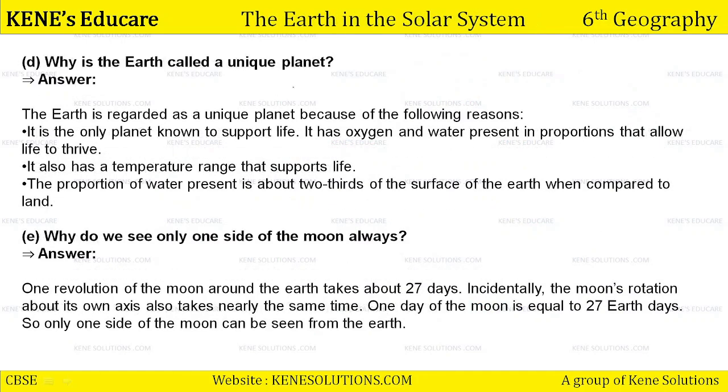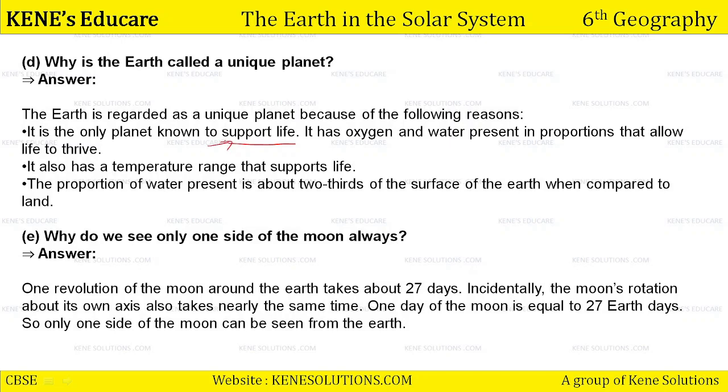Part number D. Why is the Earth called a unique planet? Earth काफी अलग और unique planet क्यों कहलाता है? The Earth is regarded as a unique planet because of the following reasons. पहला reason तो ये है that it is the only planet known to support life. ये इकलौता planet है जो हमें पता है कि यहाँ पर life support की जा सकती है.